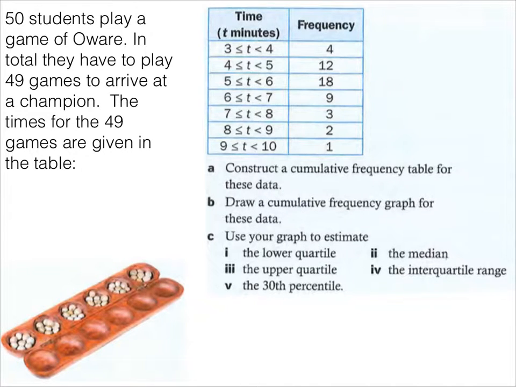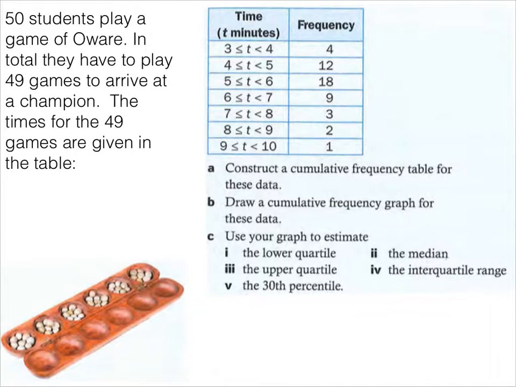Alright guys, so I just wanted to work through one more of these just so you had an example in case you needed it as you're working on your homework. Okay? So we're given here grouped data, continuous data, time from 3 to 4 minutes, 4 to 5 minutes. Students playing a game. This is how many games lasted that long. So 4 games were over relatively quickly, 3 to 4 minutes. 12 games, 4 to 5 minutes, and so on and so forth.